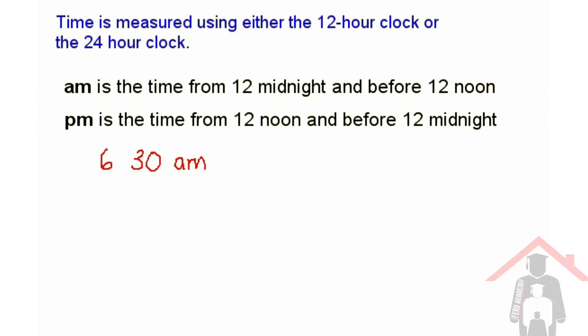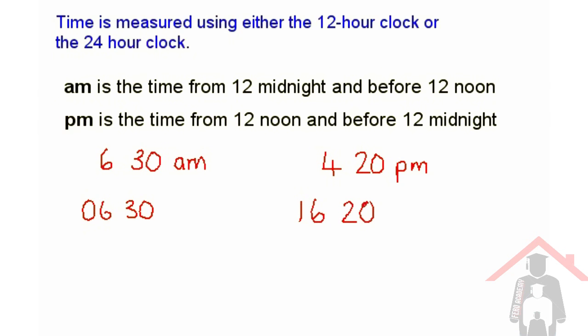4:20 in the afternoon would be written as 4:20 PM. When we're using the 24-hour clock, we start counting from midnight, and we always make sure that we have 4 digits. So 6:30 AM is written as 0630. 4:20 PM is written as 1620. To get this, because 4:20 PM is after midday, we add 12 onto the 4.